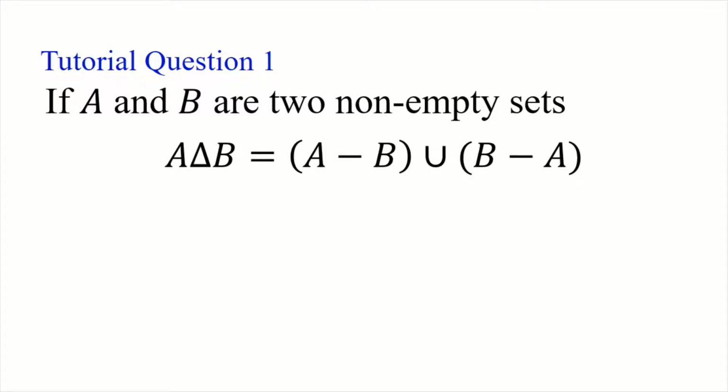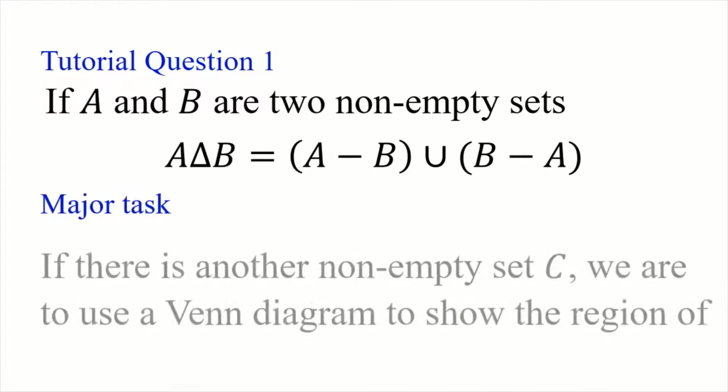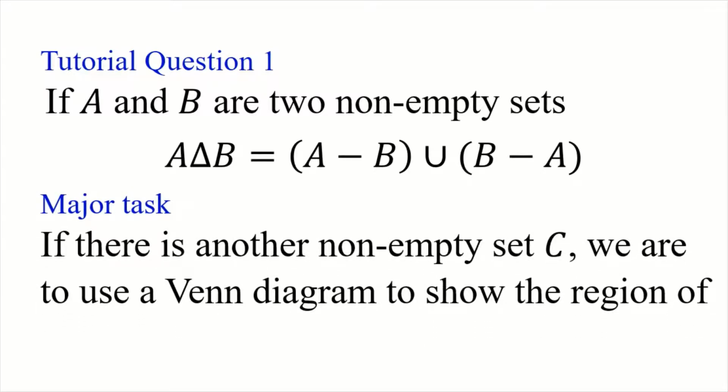Now the task here is that if we have another non-empty set C, then we are to use the concept of Venn diagram to show the region of A intersection C, triangle B intersection C. This is the first question we are going to address in this video. So I advise you to sit back and watch. Thank you.